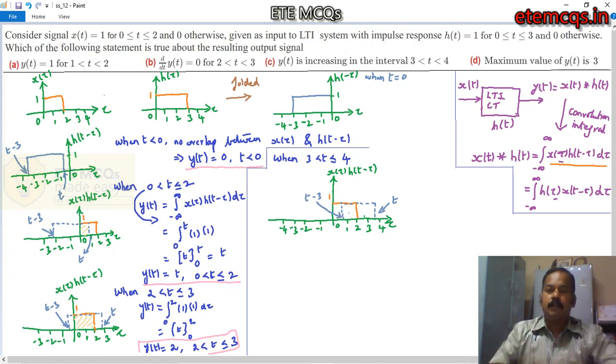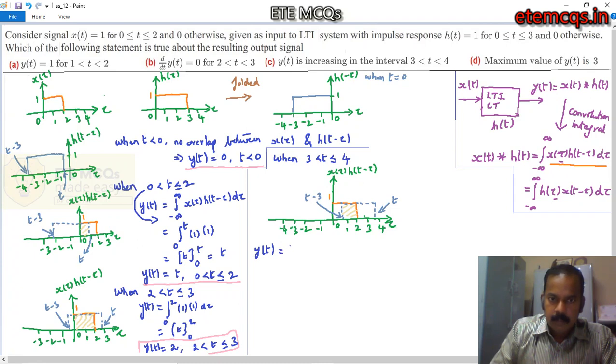Now the region of overlap is between t minus 3 and 2. Just notice this is your region of overlap. T is outside the signal x of tau, so there is no overlap there. Whereas the region of overlap is between t minus 3 and 2. That is your range. Y of t is equal to the integration between minus infinity and infinity, which has been restricted to t minus 3 to 2.